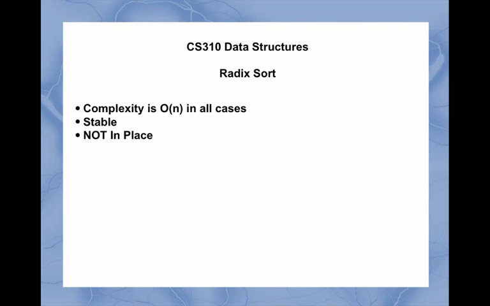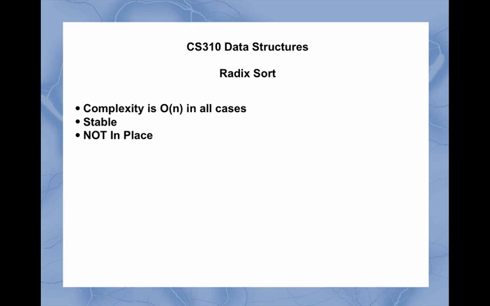The final algorithm we want to look at is called radix sort, sometimes bucket sort. This algorithm is in big O of n in all cases. It is stable, but it is not in place. In fact, you require a great deal of extra storage for this algorithm.